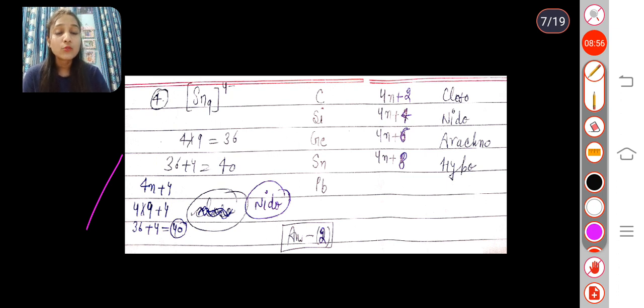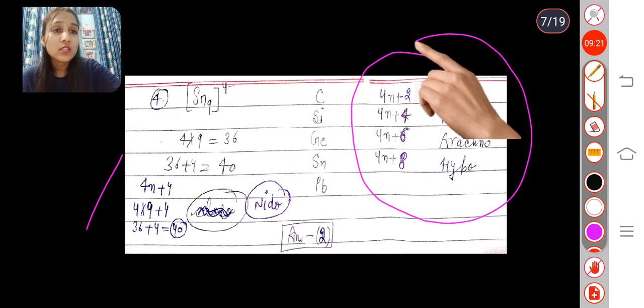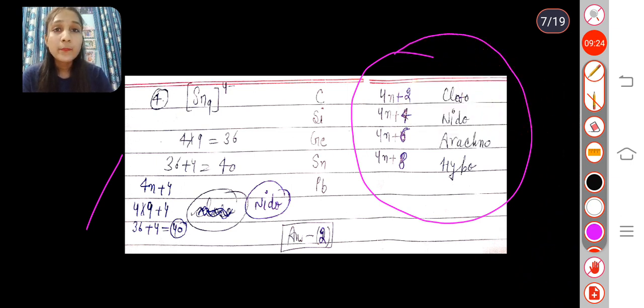So here the valence electron count is 4 and 9 metal atoms are present. So 9 into 4 is equal to 36 electrons, and because of the 4 negative charge, after adding 4 electrons we have 40 electrons. For these types of complexes, to tell the structure type and geometry, you have to learn this. For 4n plus 2 electrons, the structure is closo. For 4n plus 4 it is nido. For 4n plus 6 it is arachno. For 4n plus 8 it is hypho.